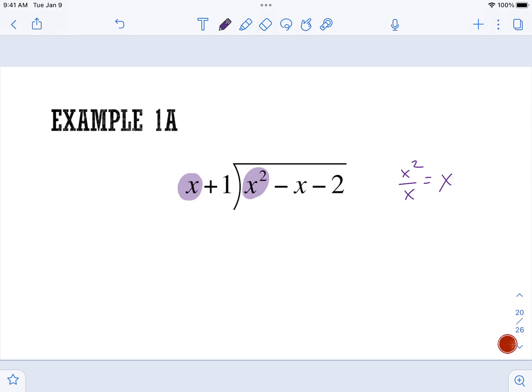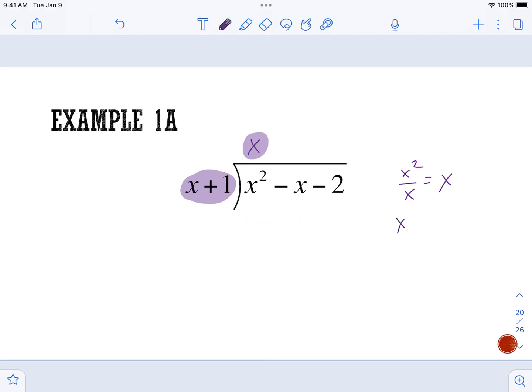And that equals x. So that's the first part of our answer. This x is going to go up here on top. Right, so that's the first part of my quotient. My answer is x. Okay, now what I'm going to do is take this x and multiply it by the entire divisor. Right, that's going to give me what I want to subtract from here.